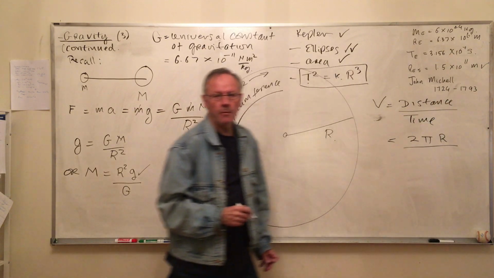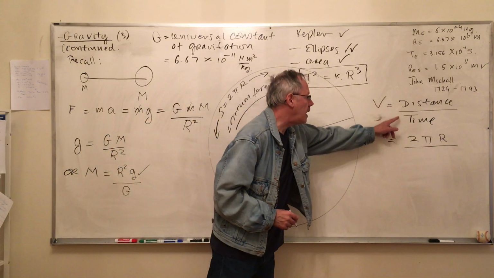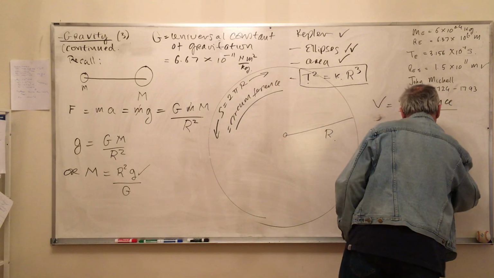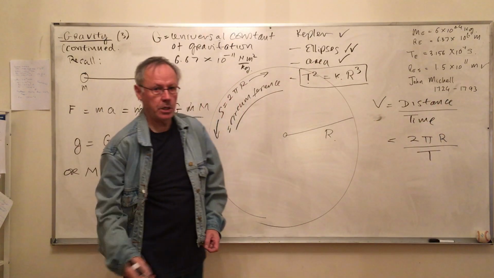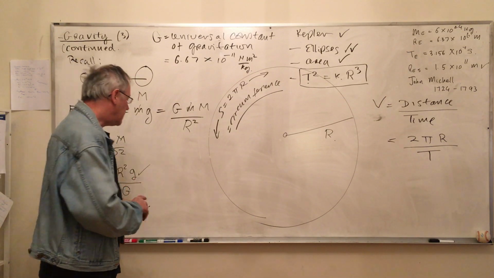Now the length of a circumference of a circle is 2 pi r, so that's the distance. Speed is distance over time. The time for a full sweep, a full turn, a full orbit is called the period. We just denote that by T. Let's clean up the board now.